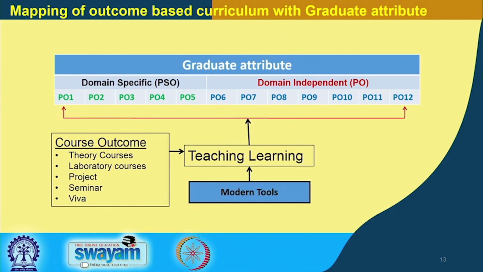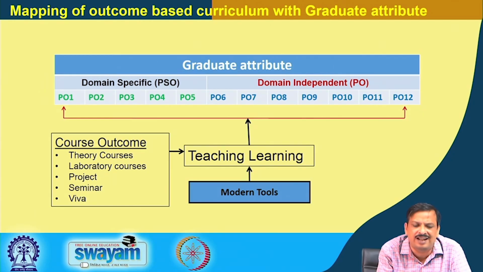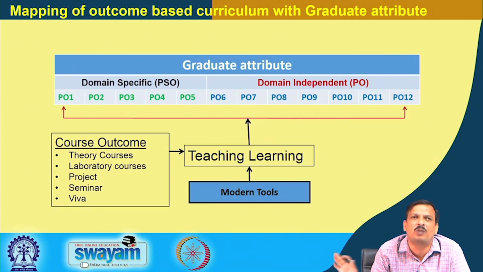PO 1 to 5 is dependent on the domain, and 6 to 12 are domain independent. Irrespective of the domain, those skills are essential.